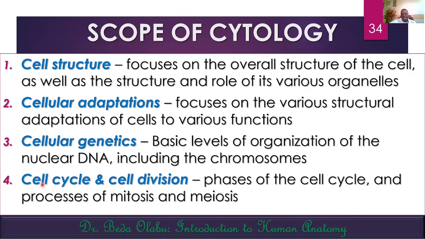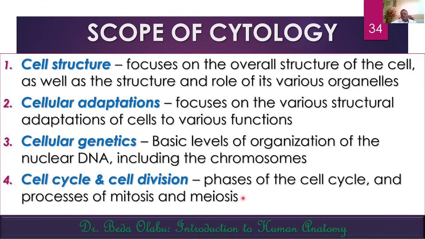Lastly, we study the cell cycle and cell division. Cell cycle is basically the events and stages that the cell undergoes from the time a cell is formed until that cell divides into two daughter cells. So that's what we call cell cycle. The phases and stages and events that a cell undergoes from the time a cell is formed up to the time that the cell divides into two daughter cells. And cell division is when a cell divides into two daughter cells, basically.